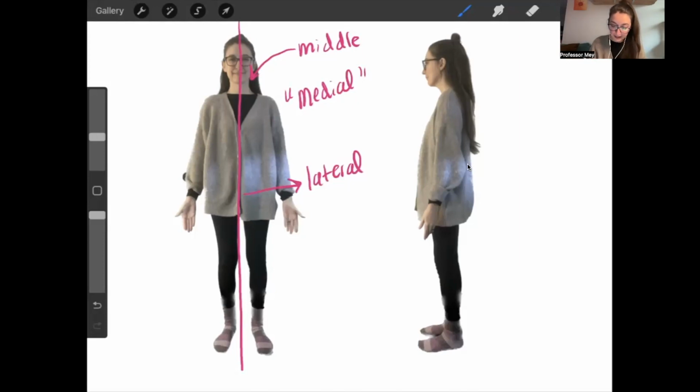So here, if we look at my image over here to the right, this is a lateral view of my body because I'm looking from the sides of the body. Medial would look a little bit creepy, and it does in certain contexts. Okay, so let's talk about another type of medial and lateral direction.